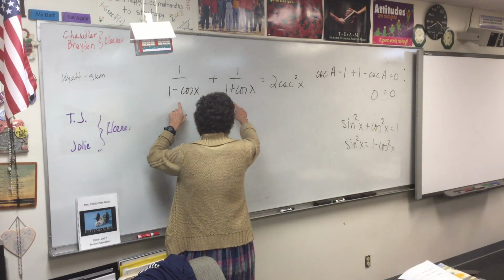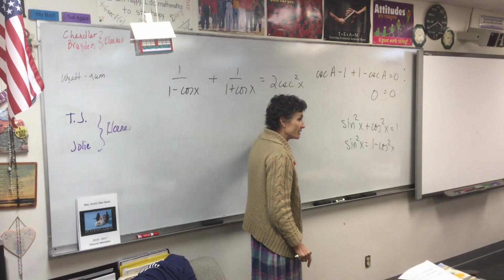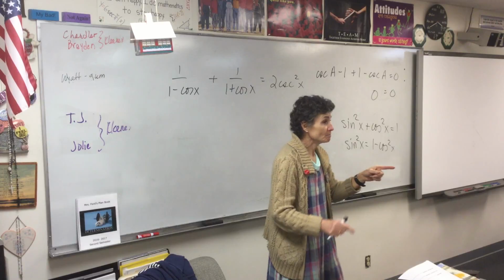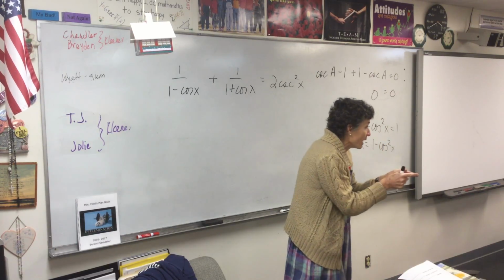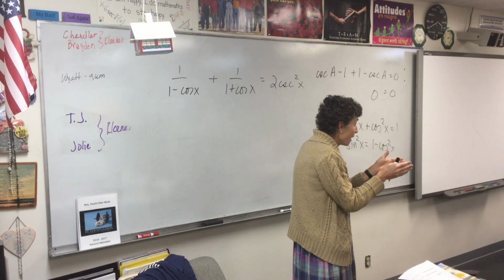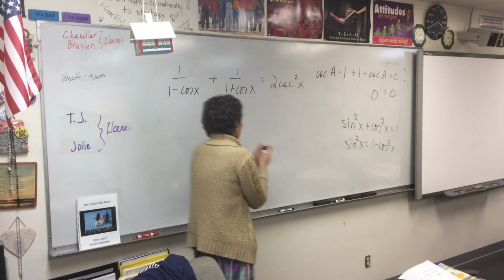How many terms do you have on this side? 2. How many do you have on this side? 1. Somehow, you have to get the 2 into 1. And since they're fractions, that's easy. Get a common denominator and add them. Okay? So here we go.